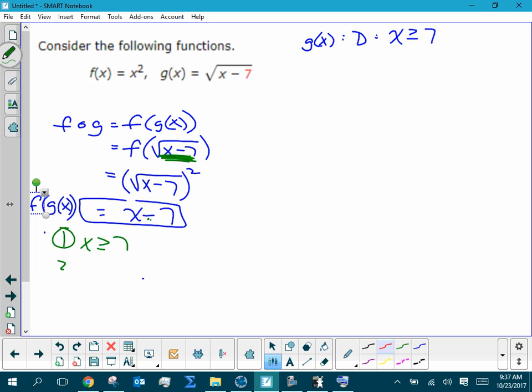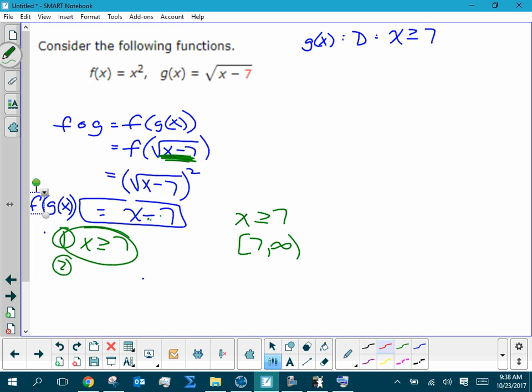And then I'll look at the final composition, and there are no additional requirements, right? No additional restraints on the domain. Okay? So this is the only issue with my domain. So that becomes then the domain for f of g of x. x is greater than or equal to 7, or write it that way in interval notation. So that has to be maintained for that function. If you were to graph that, okay.